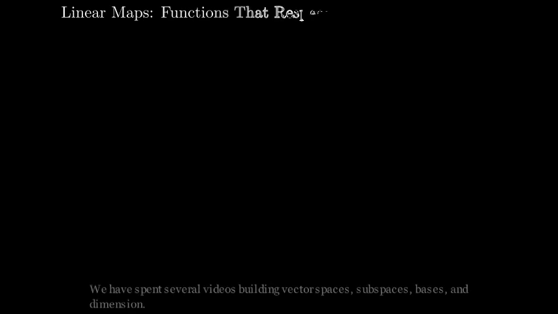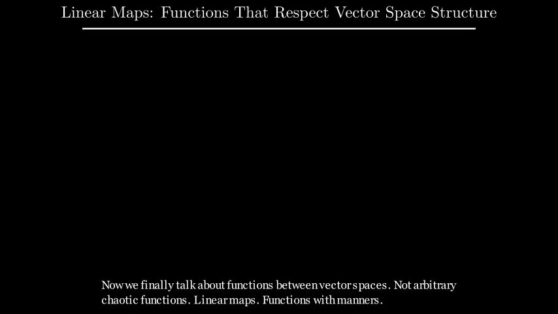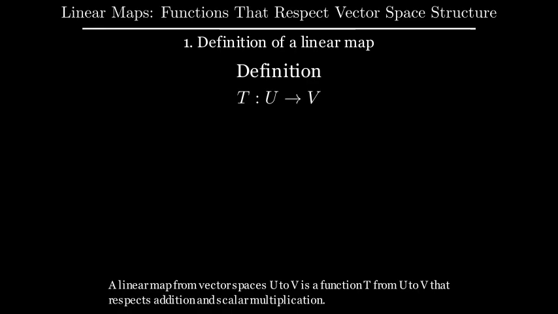We have spent several videos building vector spaces, subspaces, bases, and dimension. Now we finally talk about functions between vector spaces. Not arbitrary chaotic functions. Linear maps. Functions with manners. A linear map from vector spaces U to V is a function T from U to V that respects addition and scalar multiplication.